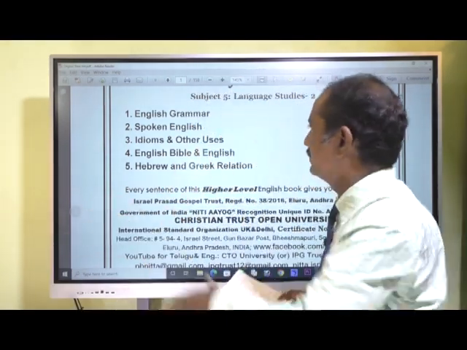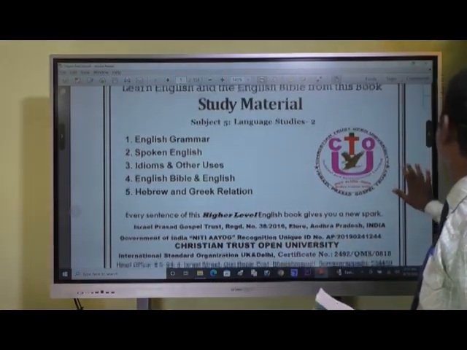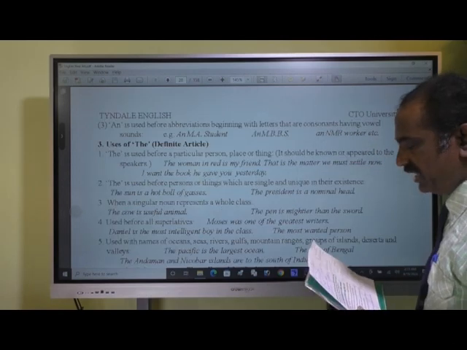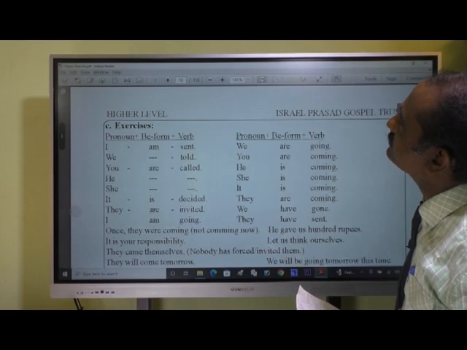Okay, let us come for a while. First, personal pronouns table. First, personal pronouns table. Page number, if you go to 14, yes.